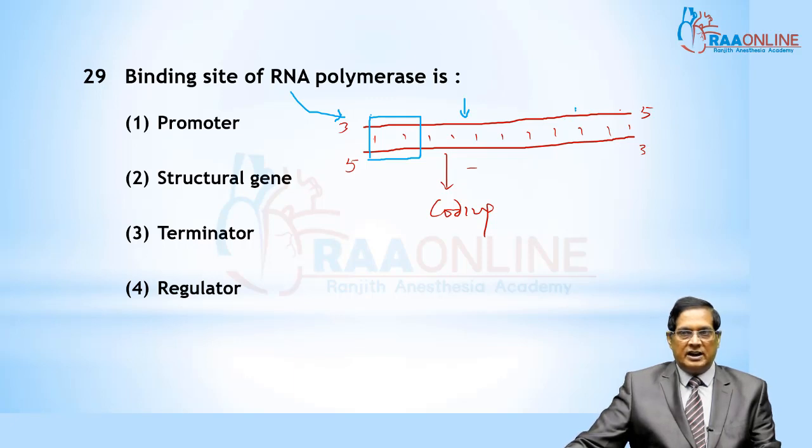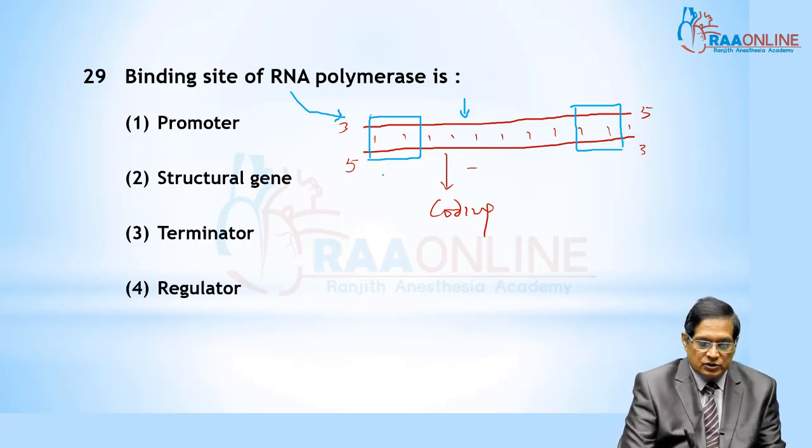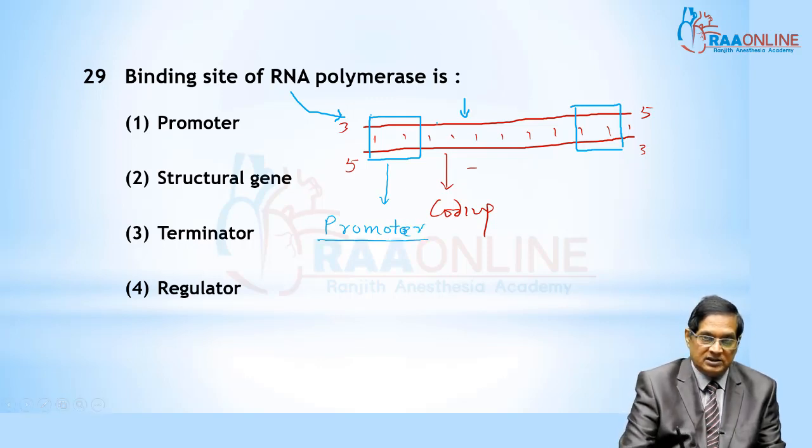Then at the other end, that is towards the 3' end of the coding strand, this area is known as the terminator. So with respect to the coding strand, this is the promoter region, and the promoter is the binding site of RNA polymerase. Then this is the area where RNA formation takes place, known as the structural gene.